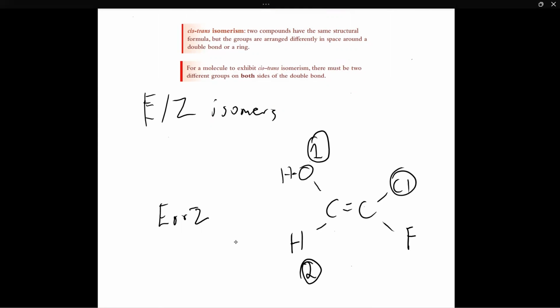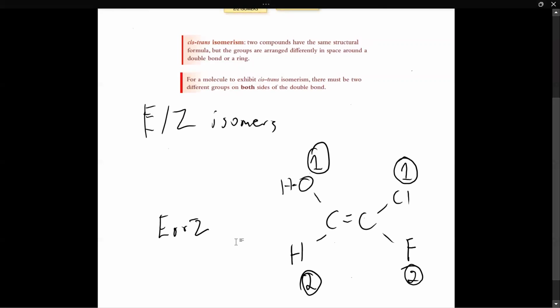Let's look at the other side. Which has a higher atomic number, chlorine or fluorine? Well, according to the periodic table, chlorine has a higher atomic number. That's why we assign it priority number 1 and fluorine priority number 2. Now, hopefully you've understood from this that priorities are given on the basis of atomic numbers. So the higher the atomic number, the higher the priority. The highest atomic number attached to carbon gets the higher priority.